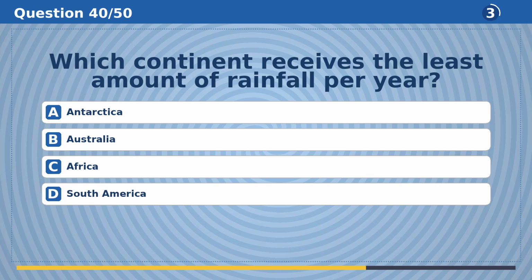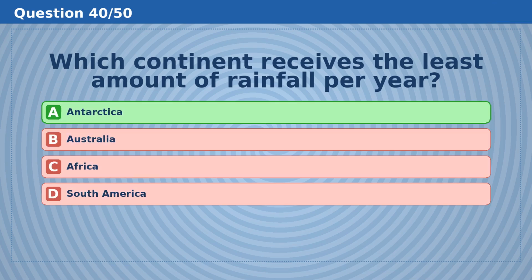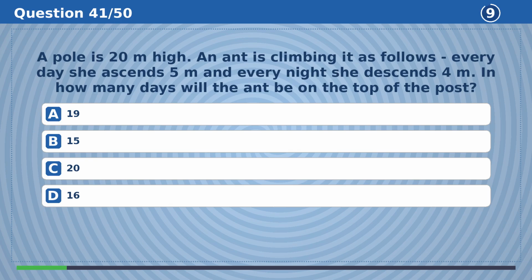Which continent receives the least amount of rainfall per year? The answer is A, Antarctica.